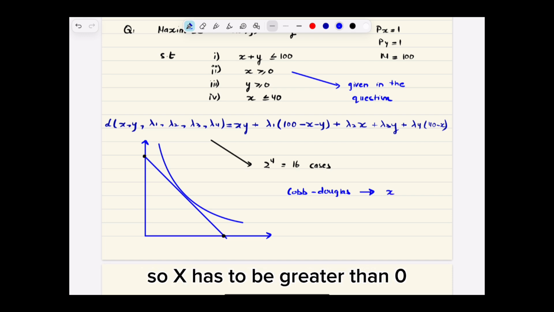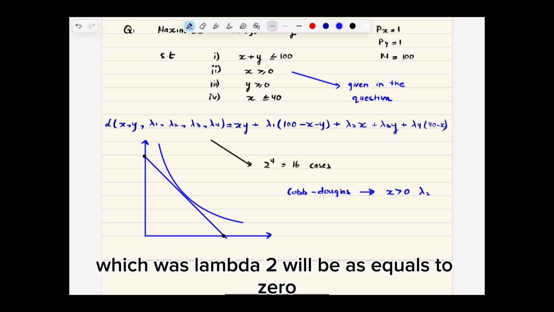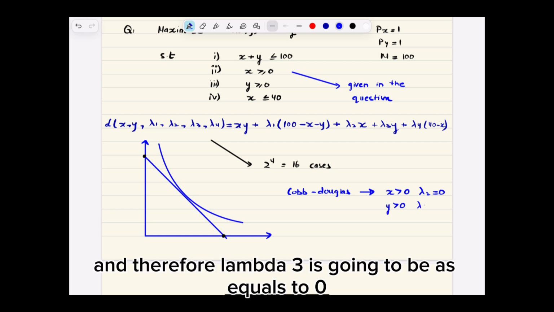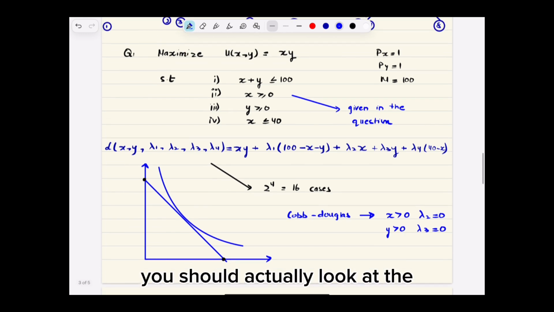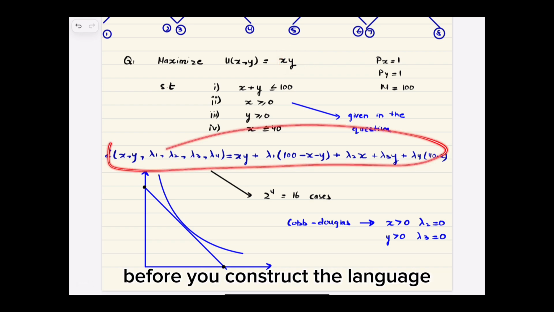So x has to be greater than 0. Therefore the lambda attached to it, which was lambda 2, will be equal to 0, and y has to be greater than 0 and therefore lambda 3 is going to be equal to 0. So basically my tip would be you should actually look at the functional form of the utility function before you construct the Lagrangian.